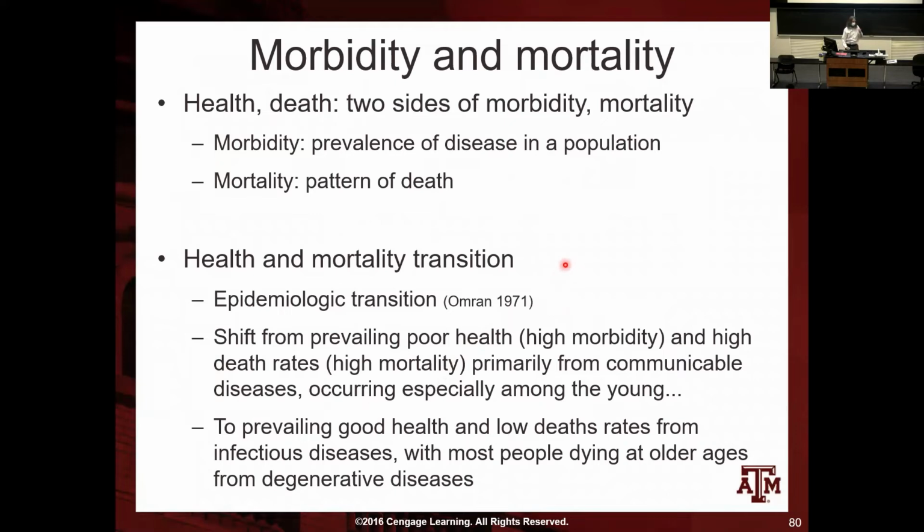So whenever you're talking about mortality, we also are talking about morbidity. We have two things here that we are talking about at the same time, health and death. When we are talking about health, prevalence of disease in the population, that's related to morbidity. And due to these diseases, people can die. And we can analyze the pattern of mortality, the pattern of death.